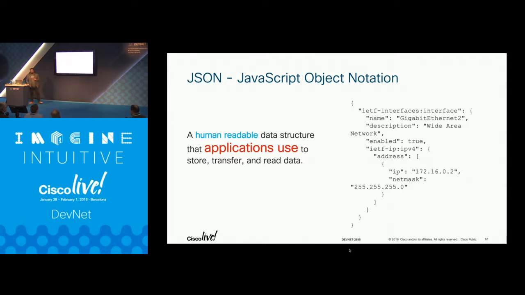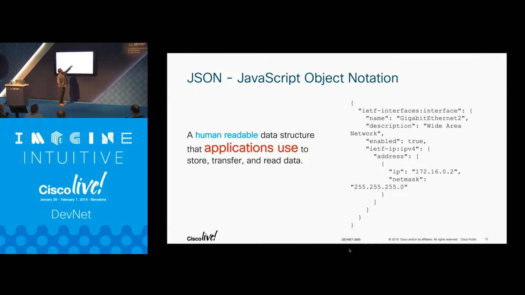The definition of a name value pair: the left side is the name and the value is on the right side. So in our instance, when we're talking about name there, we have the name of the interface and the value Gigabit Ethernet 2 as the value. Curly brackets define what we call an object. And so in this instance, we have an object called ietf-interfaces:interface. So that's the actual name of that particular object, and the value is everything in it.